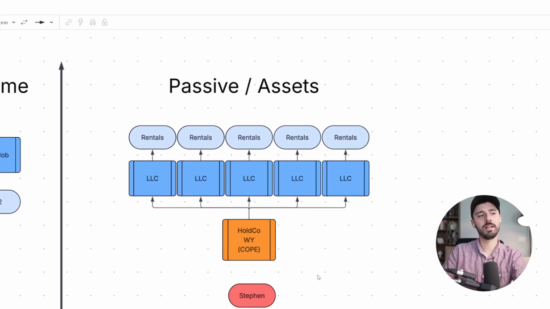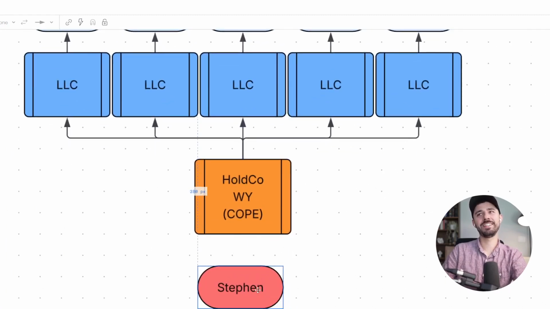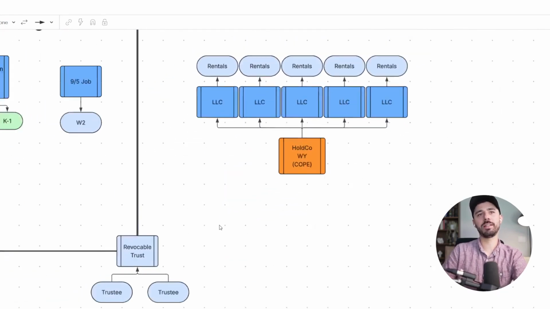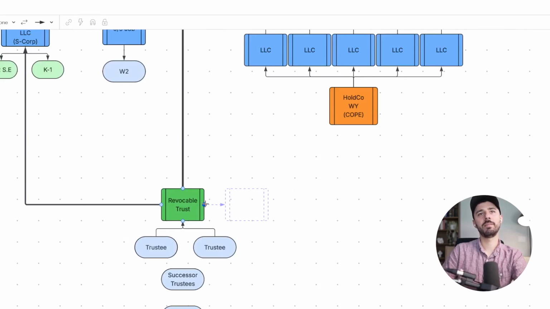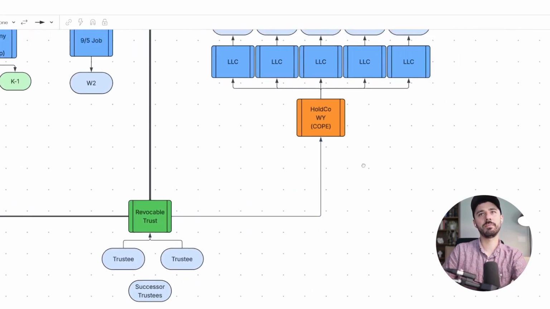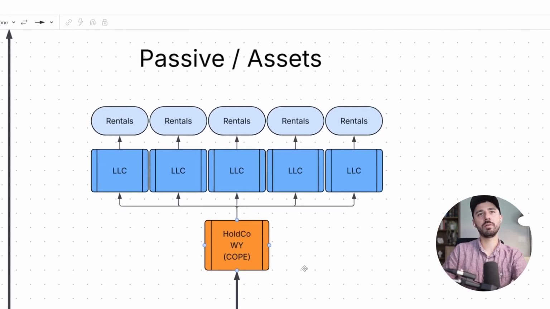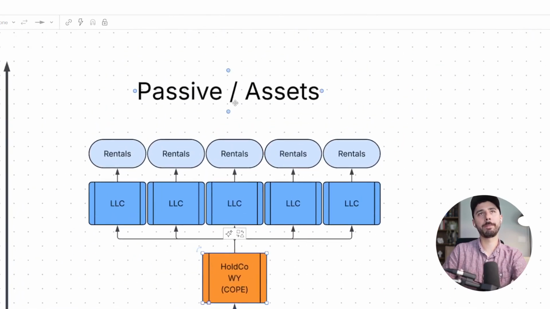Now, who owns the holding company? Does Steven own the holding company like this? No. What we're going to do is have my Rev Trust over here. We're going to change the color of the Rev Trust to green. My Rev Trust is going to own the holding company 100%, like this. There you go. Some good little asset protection. So a Holdco, and then we have a Rev Trust for probate.